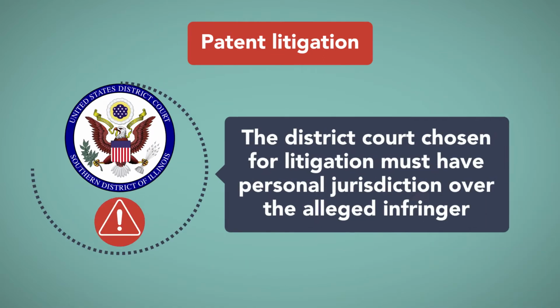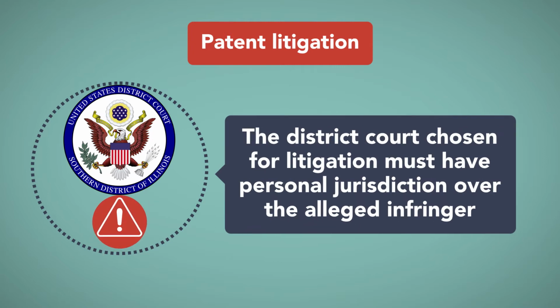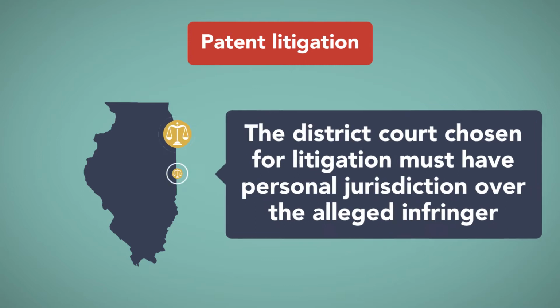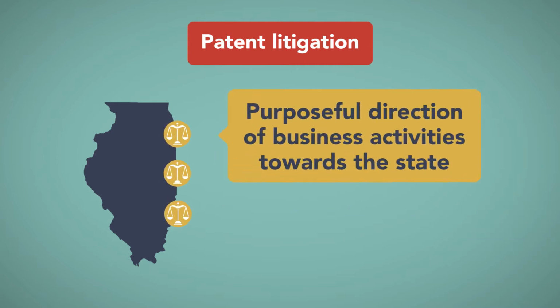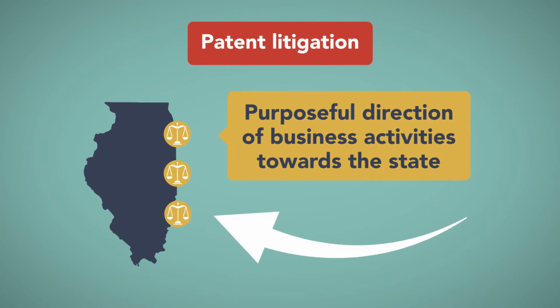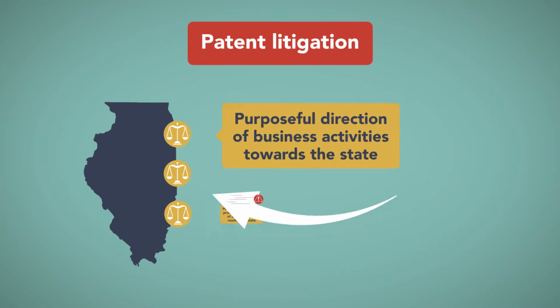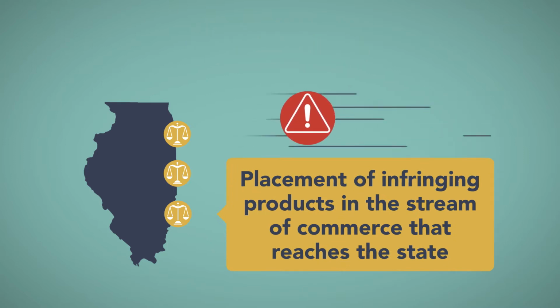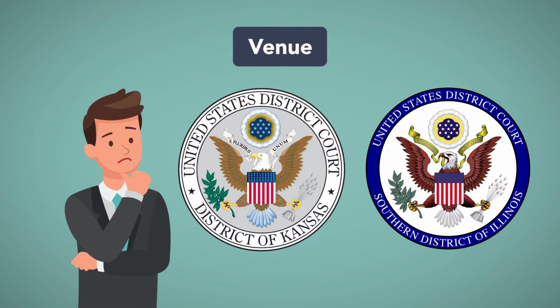The district court chosen for litigation must have personal jurisdiction over the alleged infringer, which requires sufficient minimum contacts with the court's forum state. Such minimum contacts can be established through a variety of mechanisms, such as the purposeful direction of business activities towards the state or the placement of infringing products in the stream of commerce that reaches the state. The issue of venue presents a much more significant hurdle for patentees in choosing the appropriate forum.